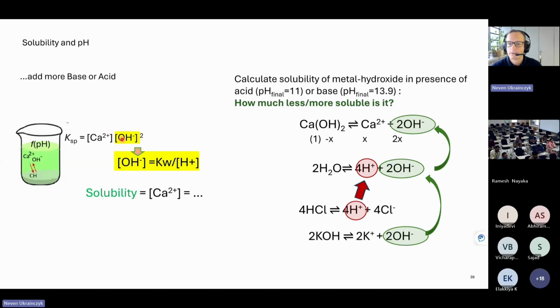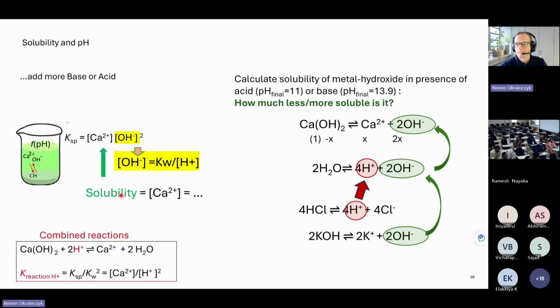And now, because you have a lot of OH minus, that means that you should have less calcium, because the ion solubility product should be constant. So you are increasing the OH minus, that means the calcium should decrease, because this should be constant. And now you can calculate the calcium amount, which is basically the solubility. So this we will exercise it later.